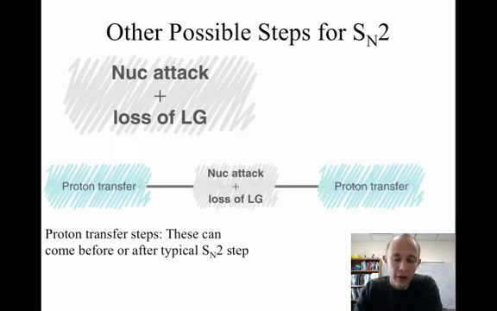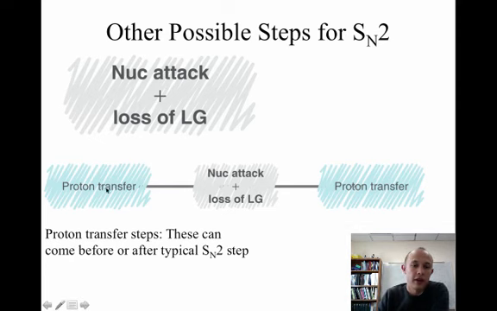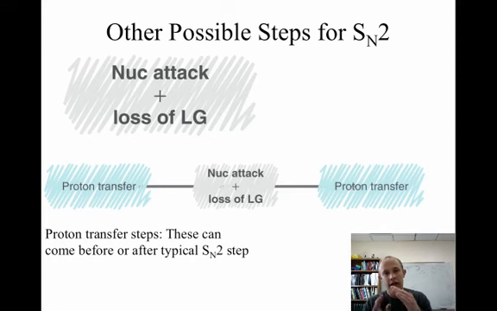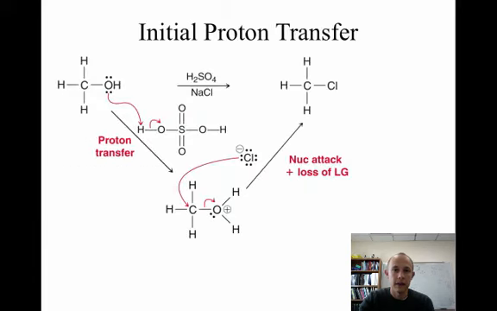Okay, so we've talked about one-step mechanisms for SN2 reactions. Are there such things as SN2 reactions that have several steps? We can have a proton transfer at the beginning, which is fast, or a proton transfer at the end, that's fast, but the rate determining step for an SN2 reaction is always going to be this concerted nucleophilic attack followed by loss of a leaving group. But let's look at some examples of these.